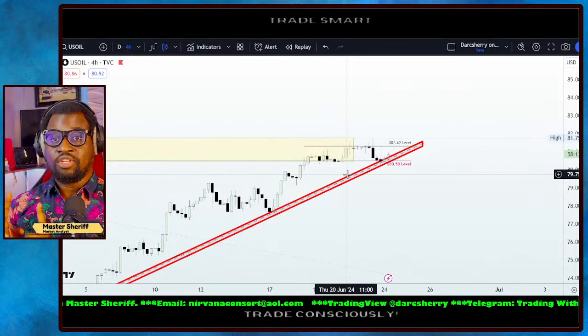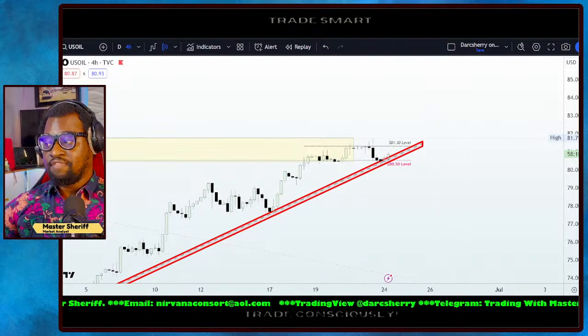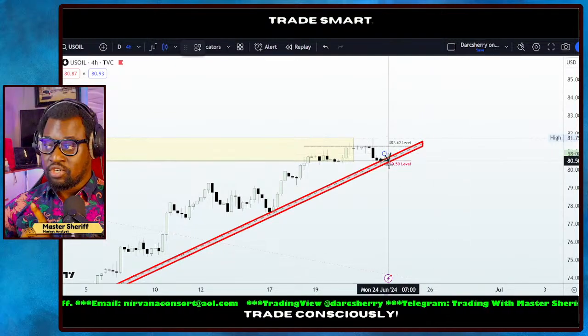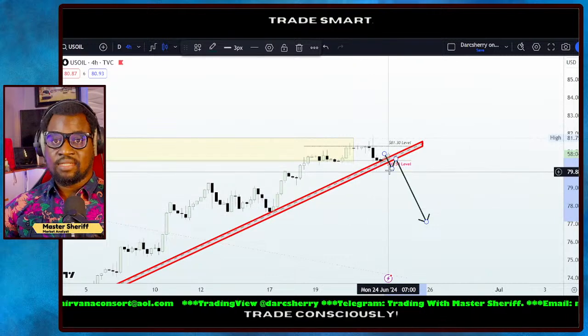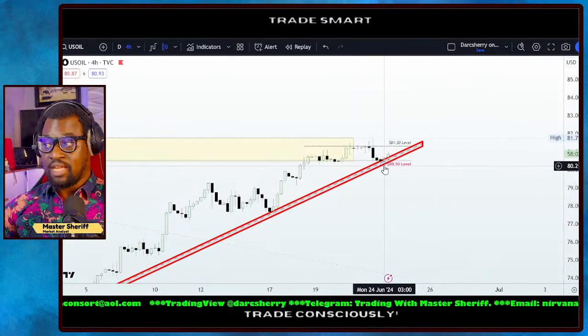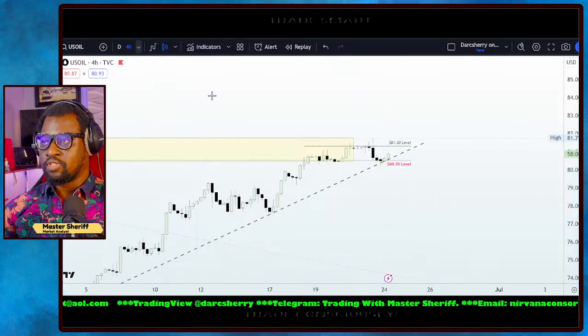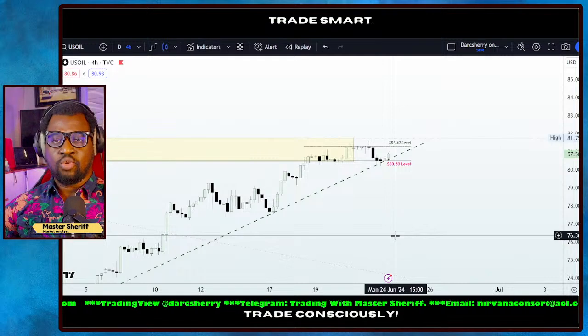And the only condition that will make us sell is for this ascending trend line to be breached, and of course the key level, and then we can start selling the USOILSPOT. Now, let's scale down into the 1 hour time frame.